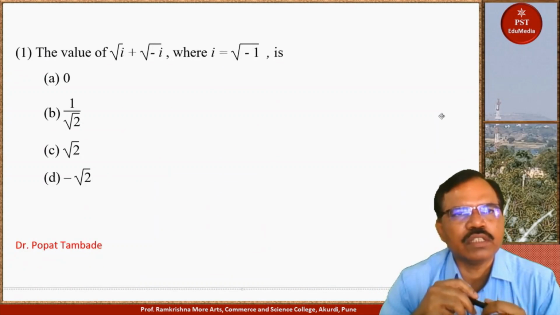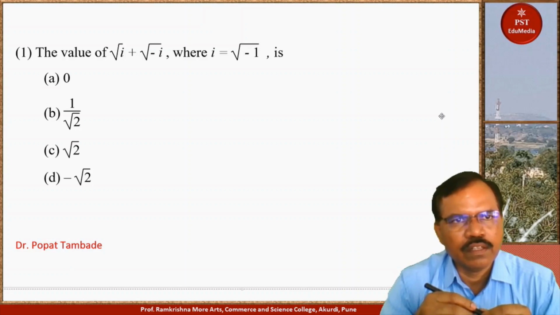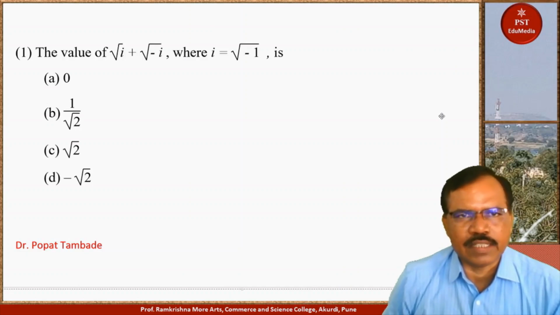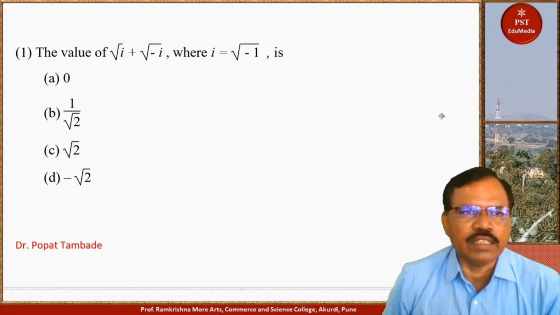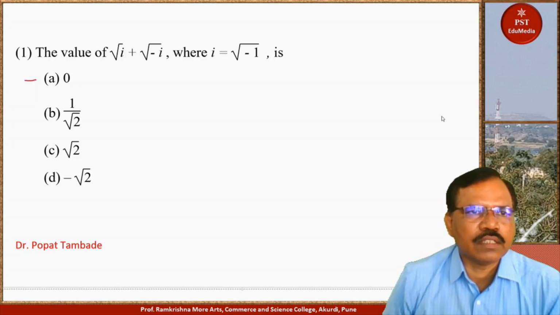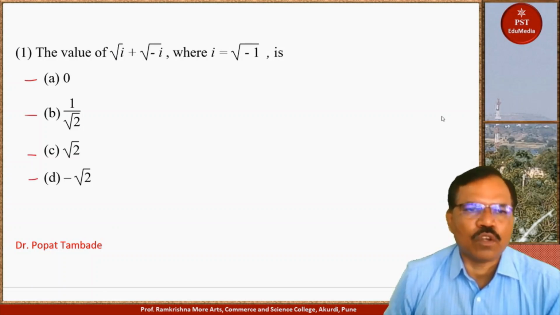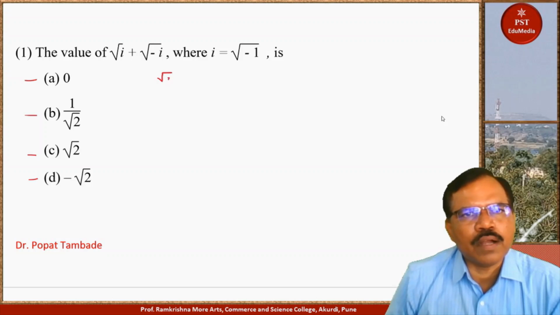This question was asked in IIT JAM examination. The value of square root of i plus square root of minus i, where i, that is called iota, is equal to root of minus 1, is: first is 0, second one is 1 upon root 2, third one is root 2, fourth one is root of minus 2. So here we have root of i plus root of minus i, and we have to find its value.